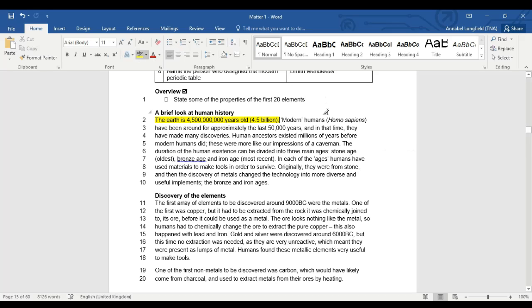Now, modern humans, whose scientific name is Homo sapiens, have been around for approximately the last 50,000 years, and in that time they have made many discoveries. Now, we had ancestors that existed millions of years before modern humans. So these were more like our impressions of a caveman, so very simple. Obviously, their language would not be the same as ours, and their clothes would be very different. So we have ancestors dating back millions of years.